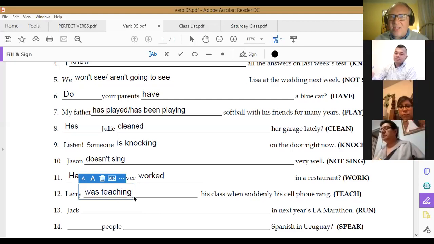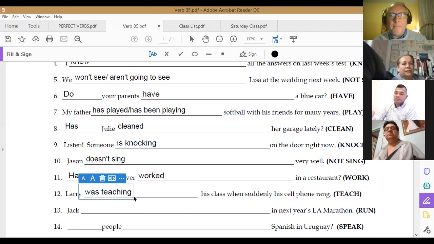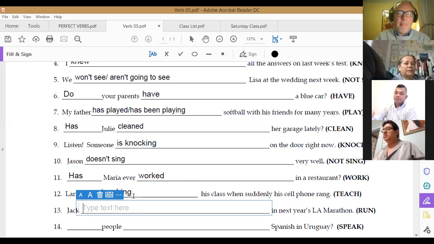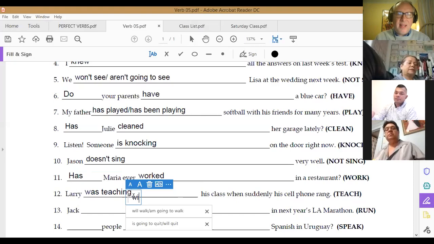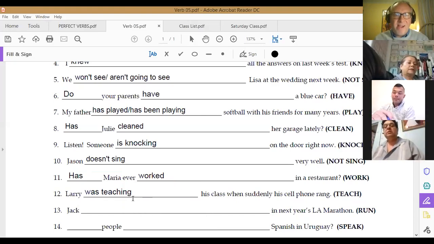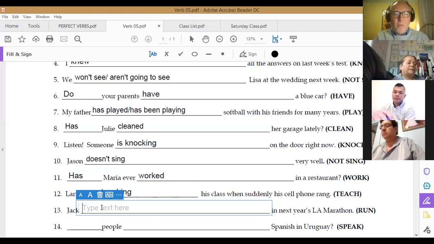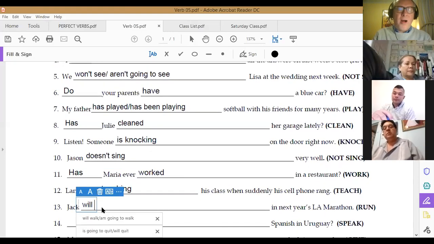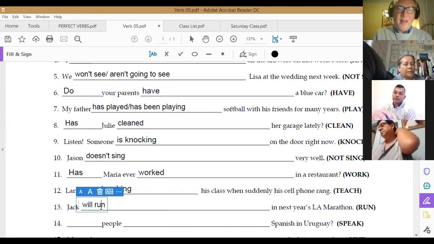All right. Now the next one says, next year's LA Marathon. Will run. Exactly. Oops, sorry about that. My space is all messed up here. Okay, let's try this again. There we go. Will run or is going to run. Is going to run, right.